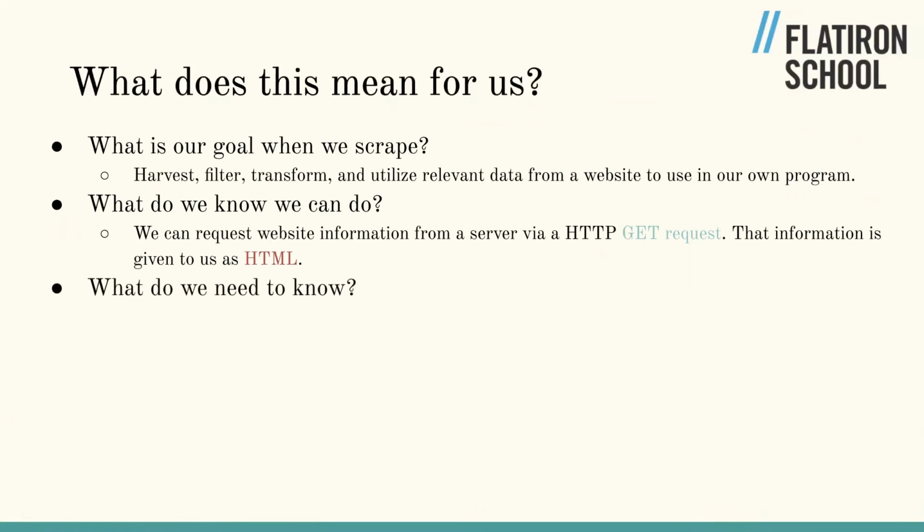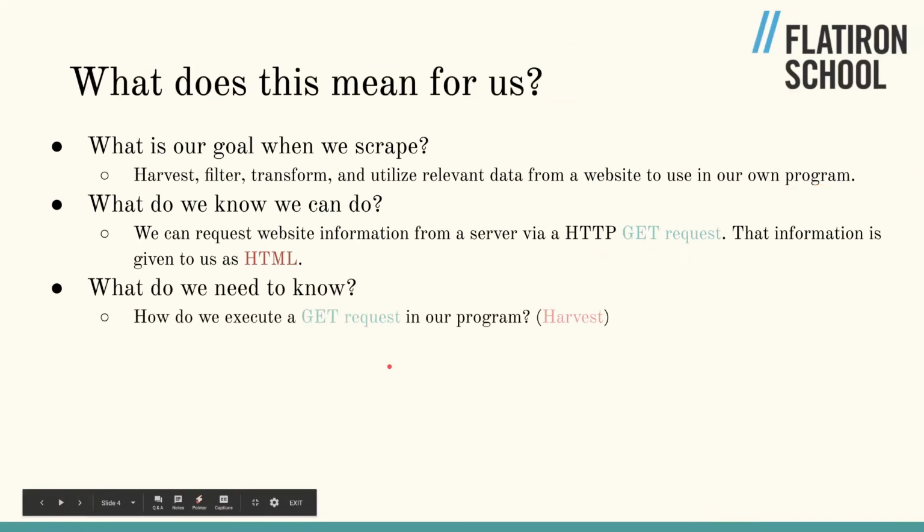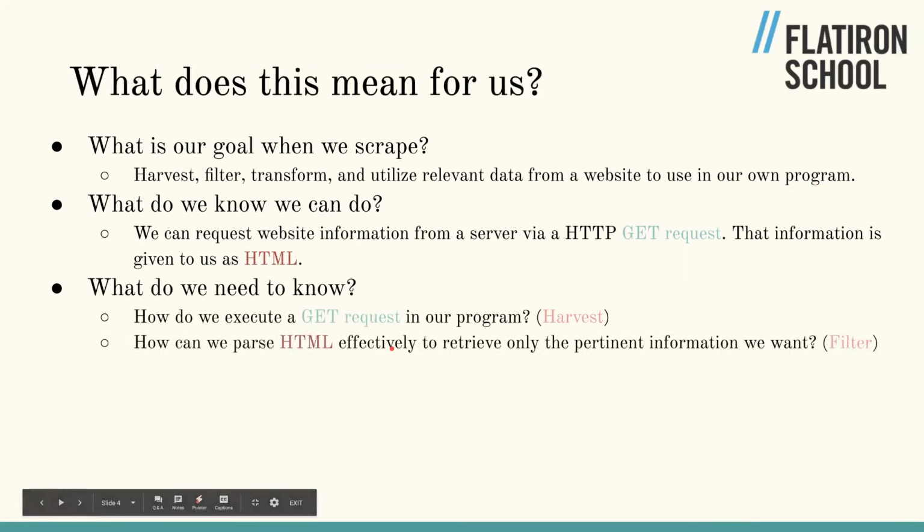So what do we need to know how to do this successfully? Well, first of all, how do we execute a GET request? That's important, right? Because if we can't execute a GET request, we can't get the HTML. How can we parse the HTML effectively to retrieve only the pertinent information that we want, right? So this first step we're going to be calling harvesting, actually getting the HTML from our GET request. This next step is going to be called filtering. And again, these are terms I made up. These aren't official terms, so you don't have to memorize them, but it's a really good way to break down the steps.